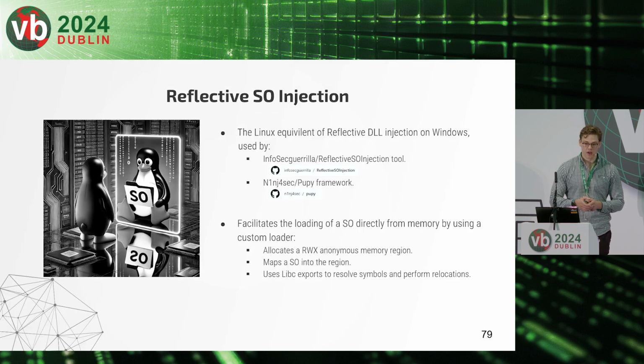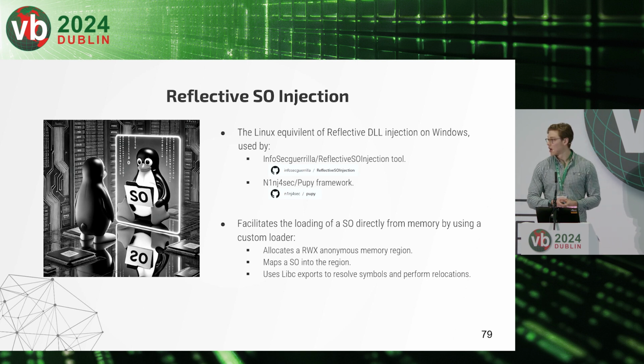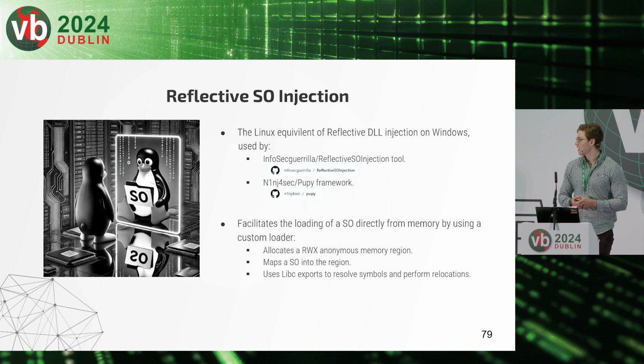So next up, we have reflective shared object injection. Now, the Linux equivalent of reflective DLL injection, whereby the shared object can be loaded directly from memory rather than disk using a custom loader. Now, InfoSec Gorilla's reflective shared object injection tool and the Puppy framework both use this technique, and it leaves behind a few artifacts that we can check for.